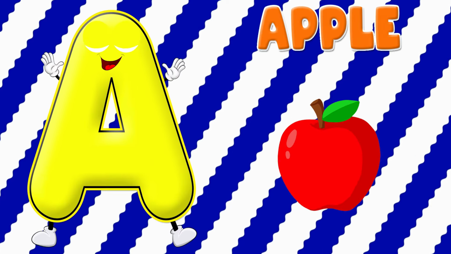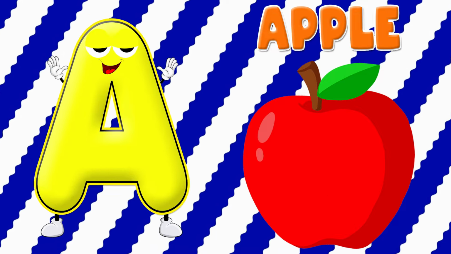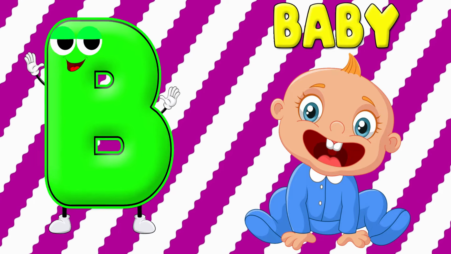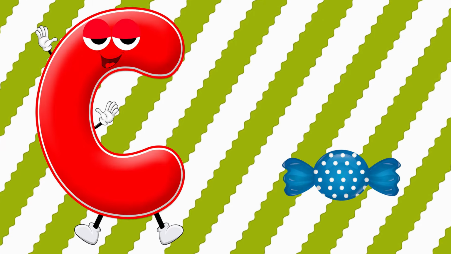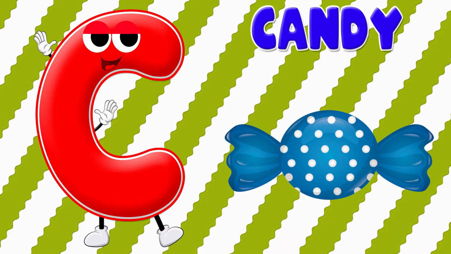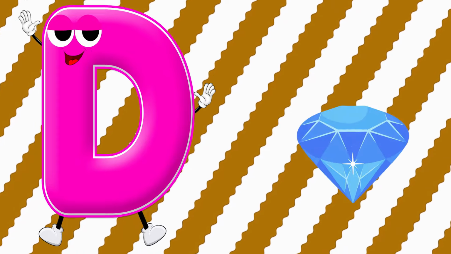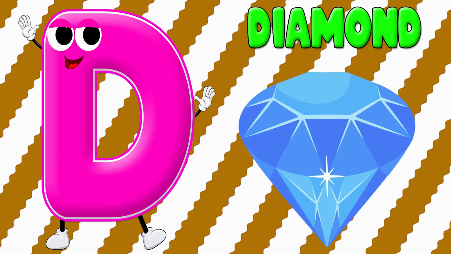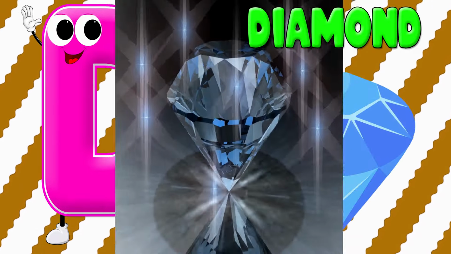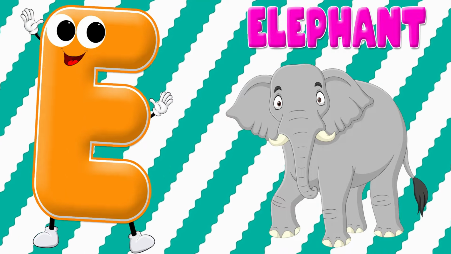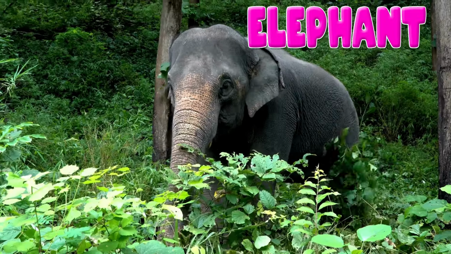A is for apple. A, apple. D, D, diamond. D, diamond. E is for elephant. E, E, elephant. E, elephant.